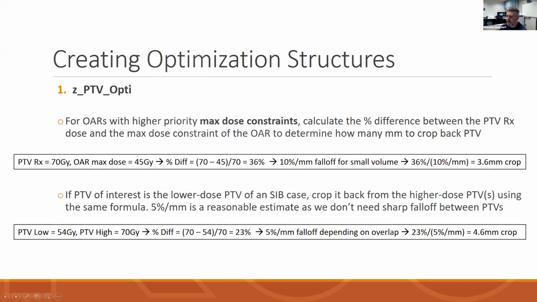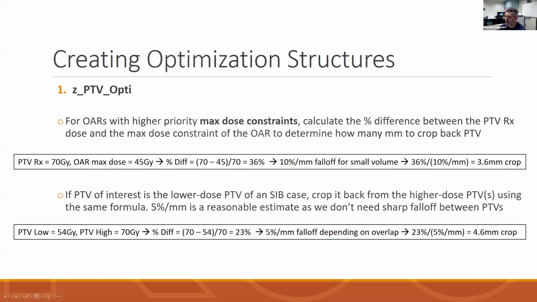So say you have a PTV that the physician has prescribed to receive 70 gray, and you have a nearby OAR with a max dose constraint of 45 gray. So the percent difference of those two will be 70 minus 45 divided by 70, or 36%. So there's a 36% dose reduction from 70 to 45. And if we're able to achieve a 10% per millimeter fall off for small volumes, 36% divided by 10% per millimeter, we need to crop back our PTV by 3.6 millimeters from that OAR to make sure that we can adequately spare the organ at risk while still covering as much of the target as possible.